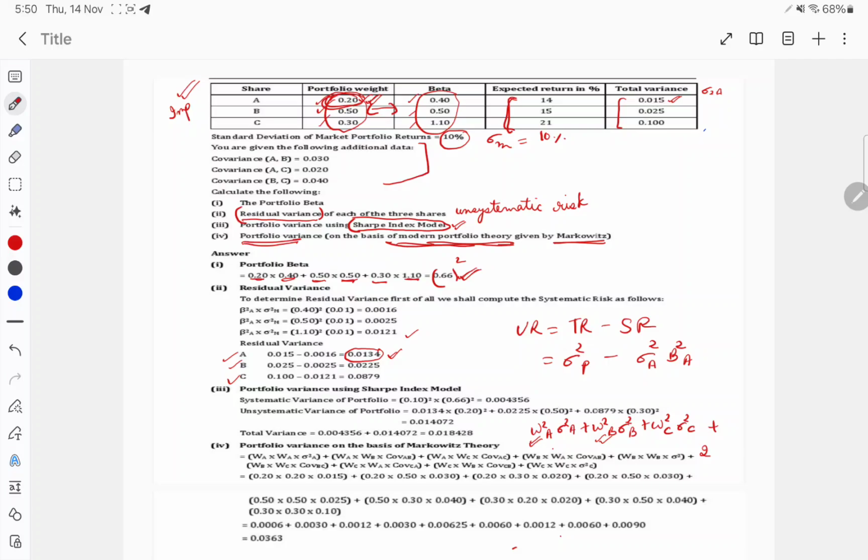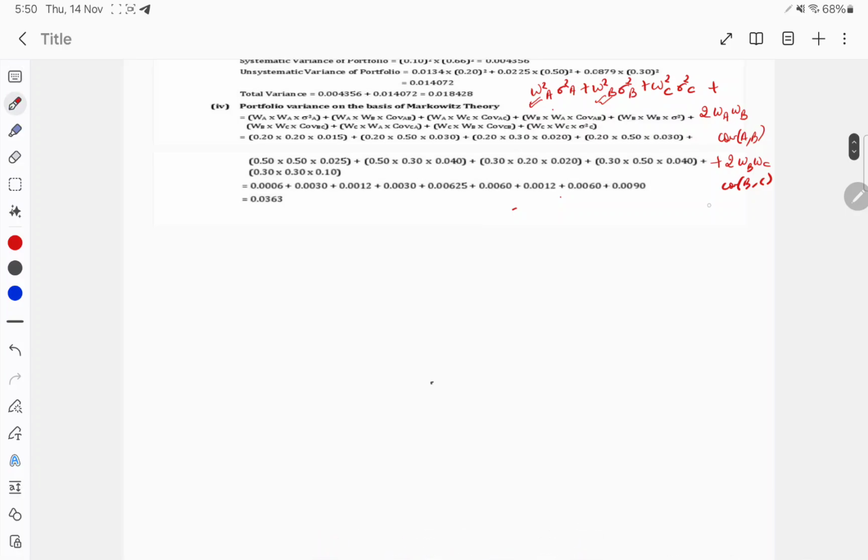first take two stocks, stock A and stock B. So you do 2 into weight A into weight B into covariance of stock A and B. Then again you do 2 into, you take B and C, weight B into weight C into covariance of B and C. And lastly, A and C: plus 2 into weight A into weight C into covariance of A and C. So just put in the values which you have calculated and the answer will come for this question.